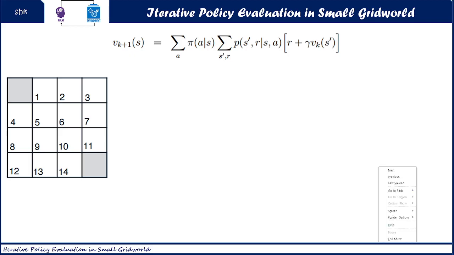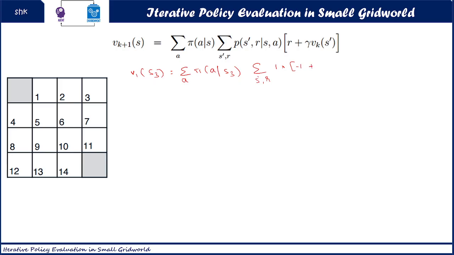So we will write the value function, that is V1 for the state S3, which is going to give the summation of all the actions, that is pi of actions for the state S3, summation of the new state, which we are going to take as S dash. The reward is always -1. The probability is 1. The reward is -1. The discount factor is 1. So V0 of the next state, which is going to have the transition depending upon the actions.